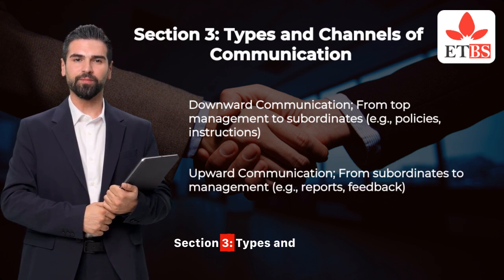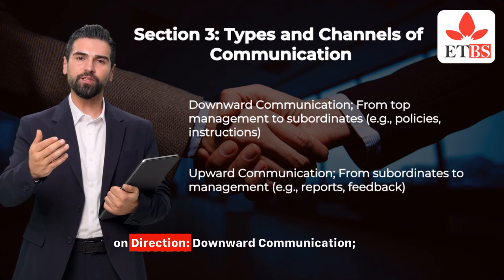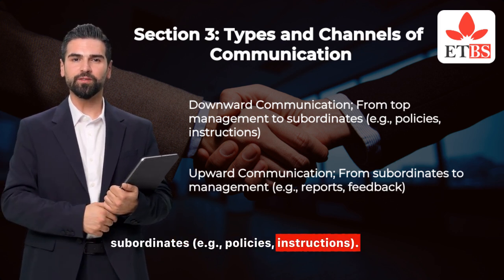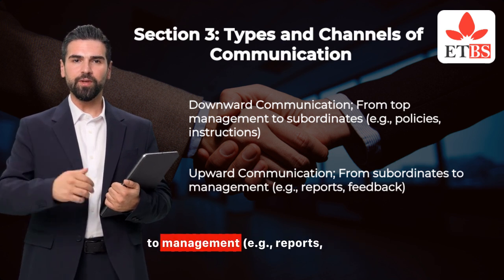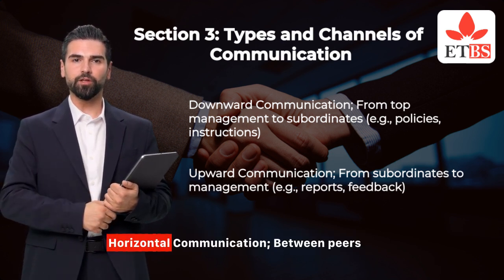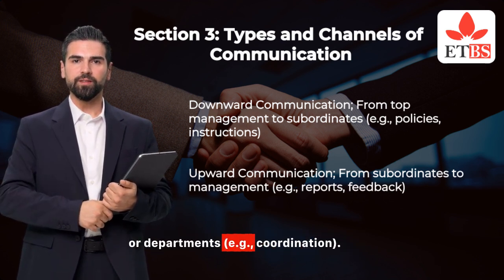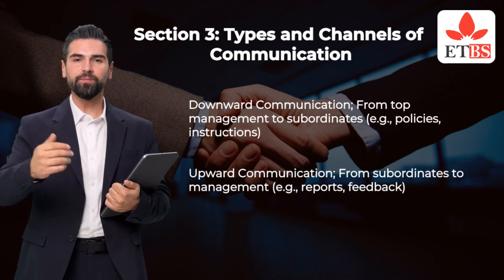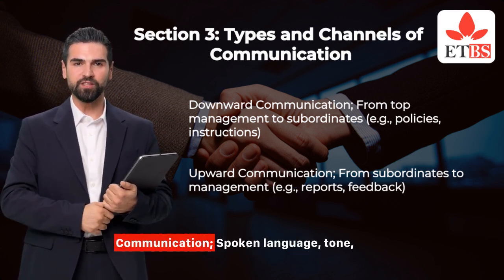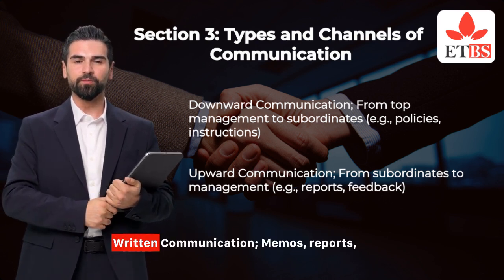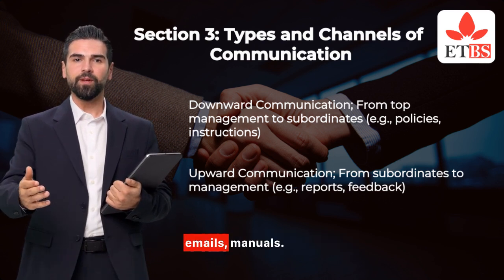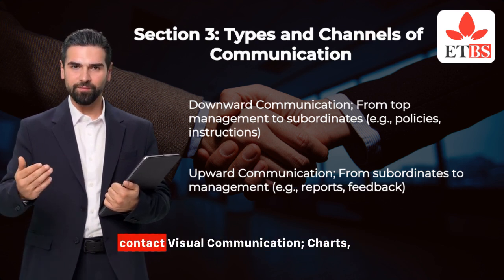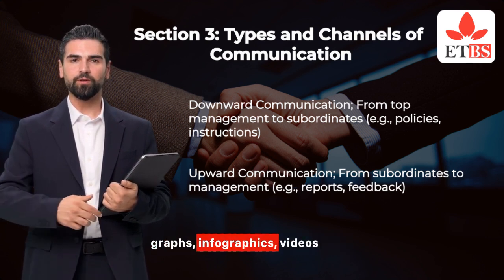Section 3: Types and channels of communication. Based on direction: downward communication, from top management to subordinates, for example policies and instructions. Upward communication, from subordinates to management, for example reports and feedback. Horizontal communication, between peers or departments, for example coordination. Diagonal communication, between different levels and departments, for example project collaboration. Based on mode: verbal communication, spoken language, tone, and clarity. Written communication: memos, reports, emails, manuals. Nonverbal communication: body language, facial expressions, posture, eye contact. Visual communication: charts, graphs, infographics, videos.